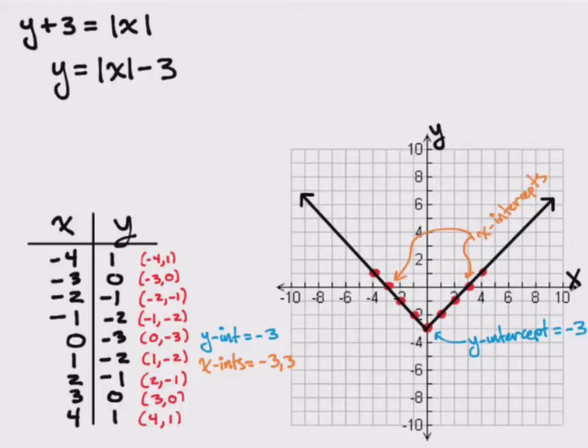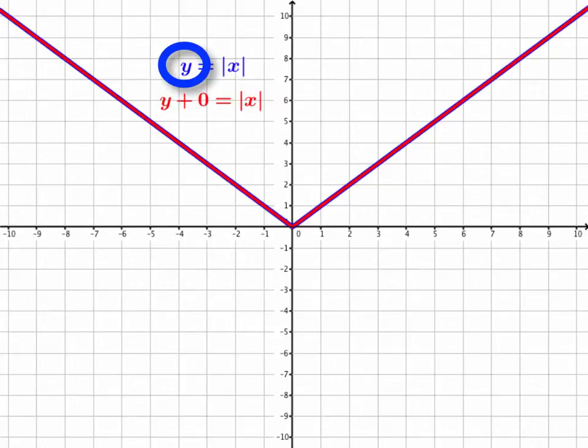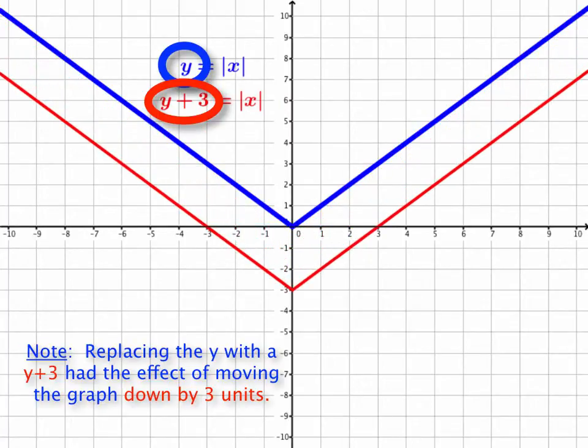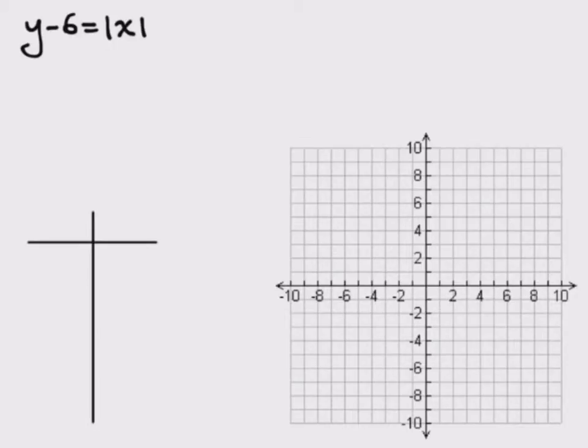Now maybe you predicted that before, and using the graphing calculator app again, we can see that replacing the y with a y plus 3 had the effect of shifting our graph down exactly 3 units. Alright, let's do another example.